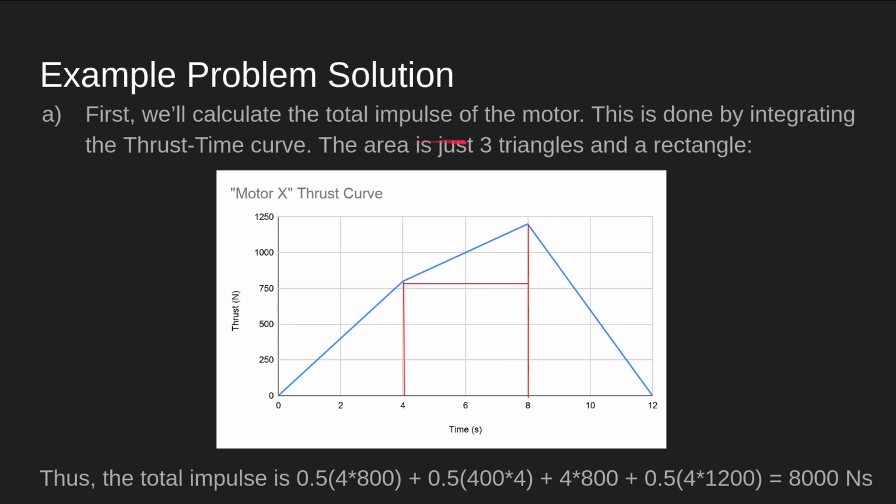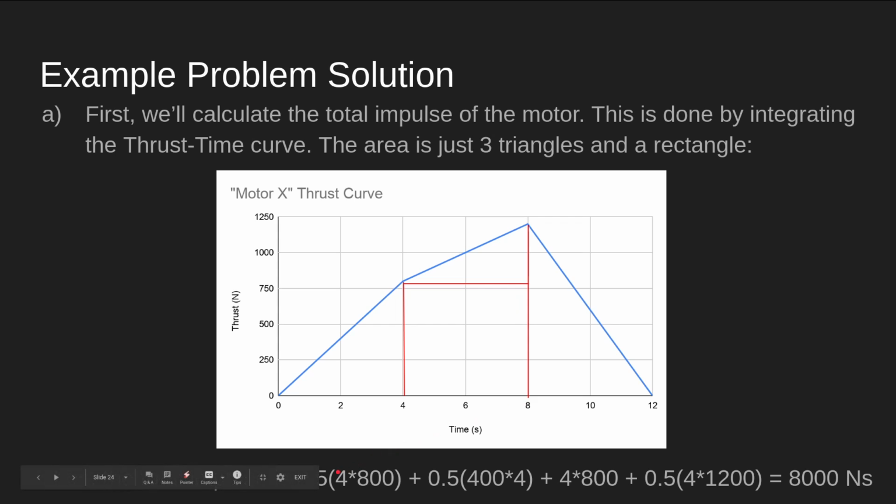We'll calculate the total impulse of the motor. So this is done by integrating the thrust time curve. And this area is just 3 triangles in a rectangle, right? So you have this first initial section here, and that's just a right triangle. And the second part here, it's just another rectangle, plus this little triangle on top, and then the final downslope is another triangle.